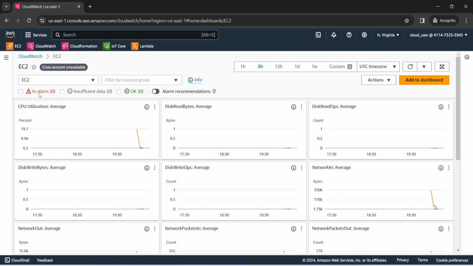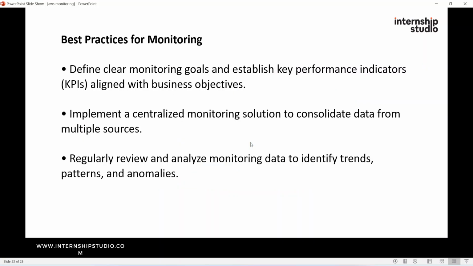So this was all about the hands-on session. We'll go back to the slide deck. We need to learn some best practices as well. The first thing is we need to define very clear monitoring goals and establish key performance indicators aligned with business objectives. Next, we'll implement a centralized monitoring solution to consolidate data from multiple sources. Also, we need to regularly review and analyze monitoring data to identify trends, patterns, and anomalies.